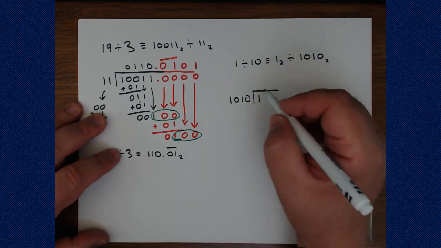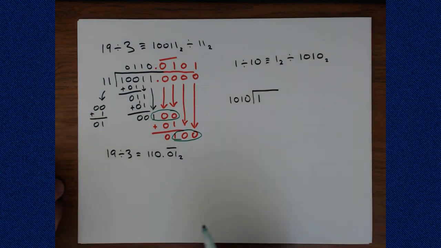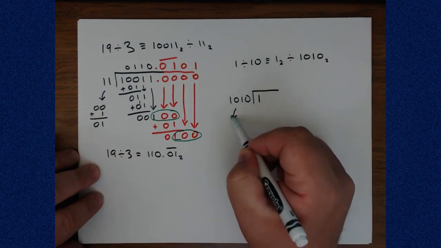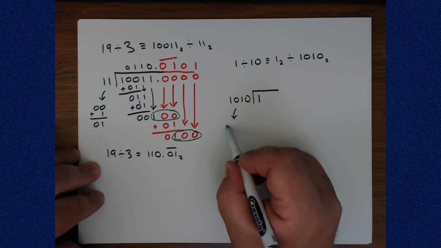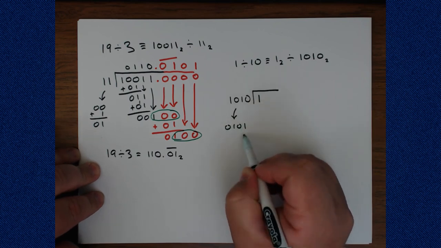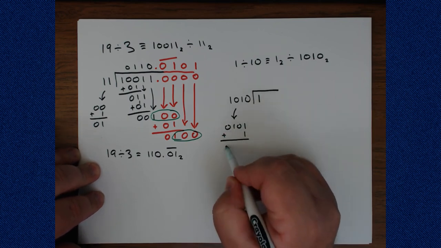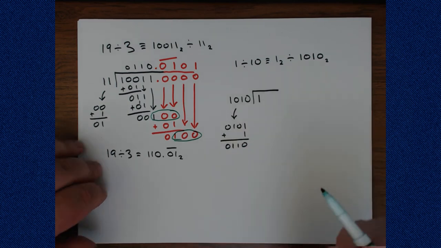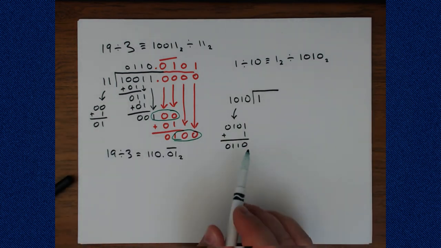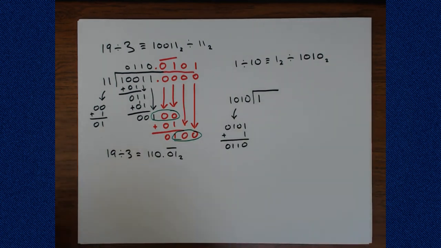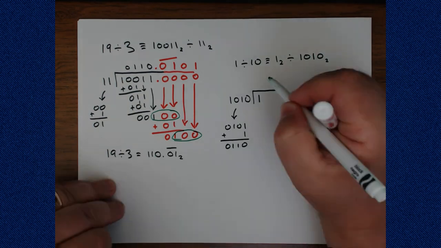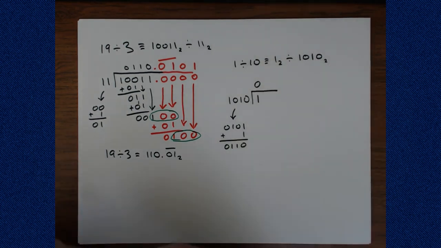Now 1, of course, is too small, so we know we're going to get some zeros very early on. But let's figure out what the negation of this is. First, I'll flip all the bits, then I'll add 1, and we'll get 0, 1, 1, 0. So this is the thing that we're going to add at each step of our division. Now we've already run out of useful digits, so we know this goes in 0 times.